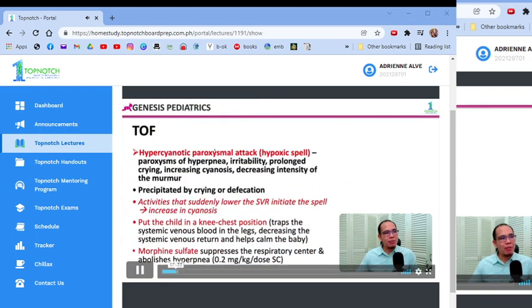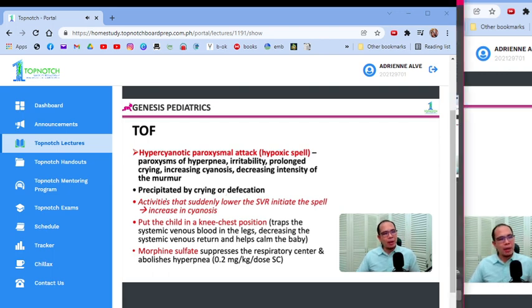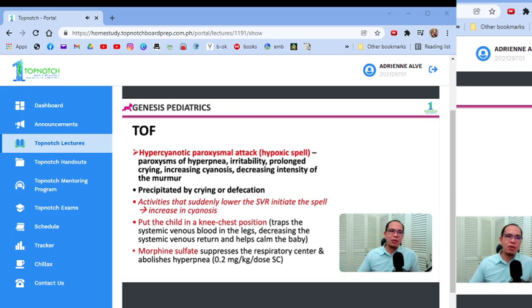Okay? So it's a paroxysmal attack, paroxysm of hyperpnea, so hyperpnea, irritability, prolonged crying, increase in cyanosis, and sometimes there's decrease in intensity of the murmur. Precipitated by crying, defecation, or other activities that cause catecholamine release. And it is usually initiated by events that lower your systemic vascular resistance. Bakit importante yan? Again, later sa next slide. To manage it, you usually put the child in a knee-chest position and you give morphine sulfate. So again, sasabihin din natin mamaya kung bakit yan yung management.